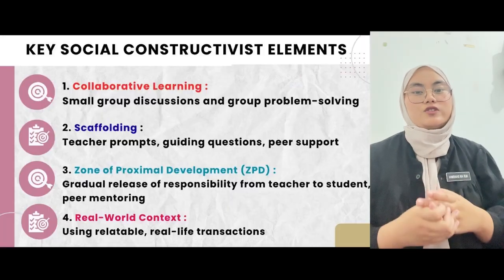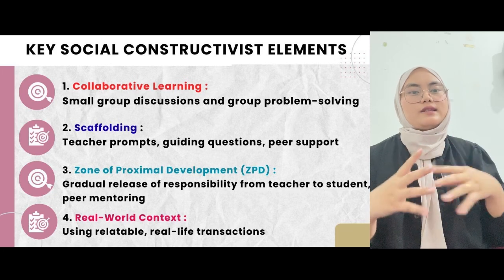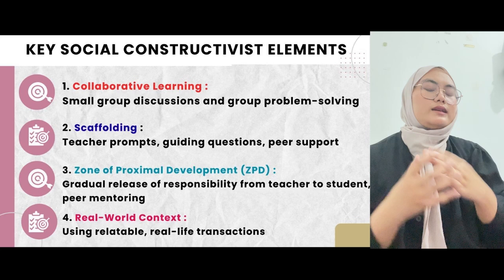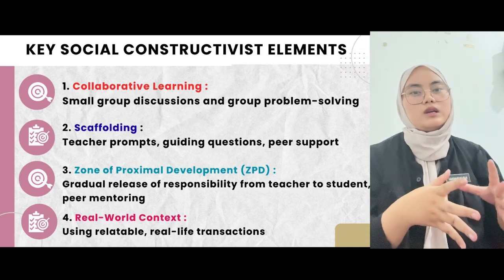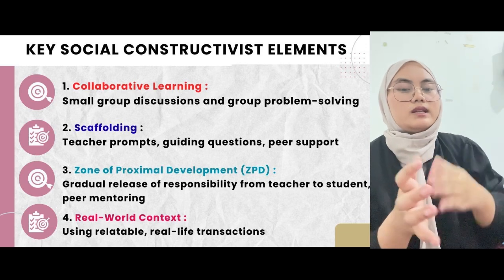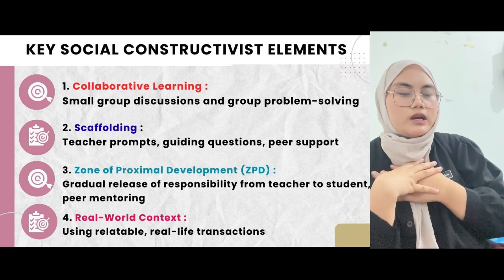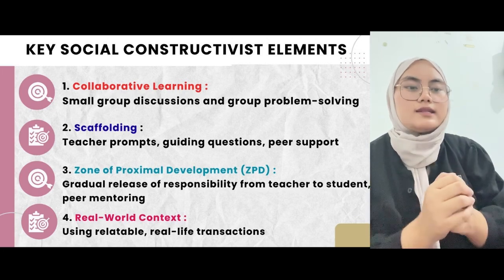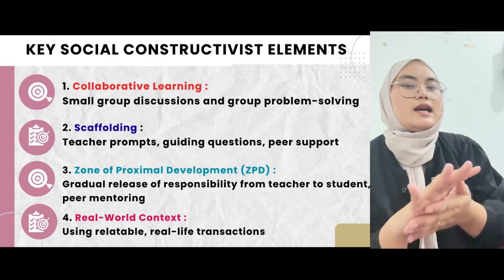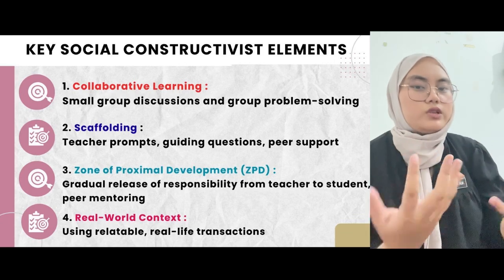Next are the key social constructivist elements, which involve four elements. The first one is collaborative learning, where I will divide my students into small groups, and they will solve all the questions together in a group. Secondly is scaffolding, where I, as a teacher, will give peer support and also guide them on the questions.